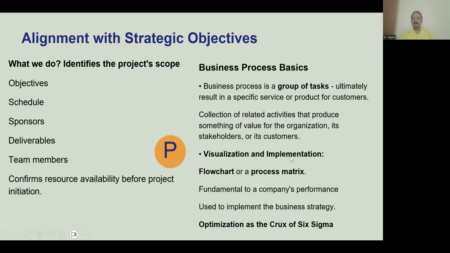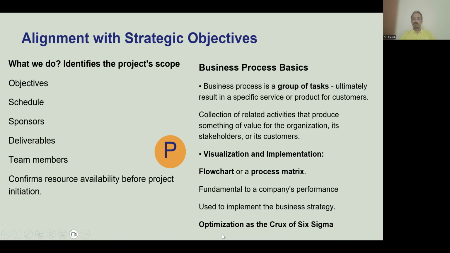In the define phase, in this complete DMAIC methodology, we are going to use a lot of visualization techniques like flow charts and process metrics, right? And these will give a clear picture to the team of what we are trying to do. And here the fundamentals of the company's performance need to be aligned with the business strategy. This needs to be implemented in this project, and optimization is the crux of Six Sigma.